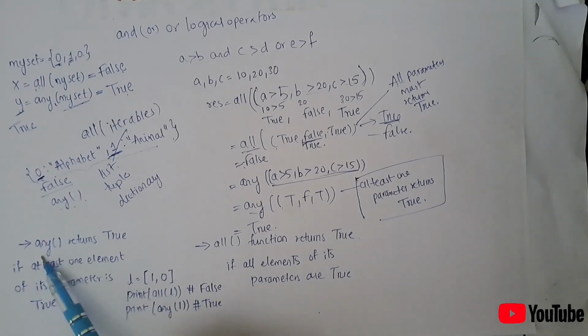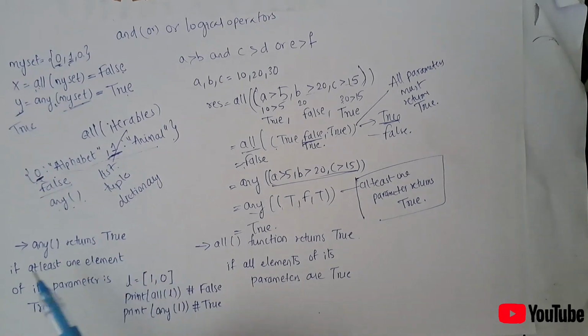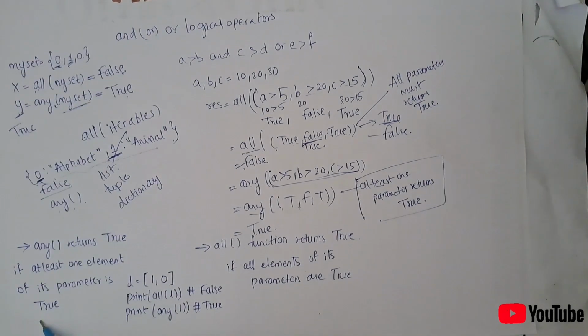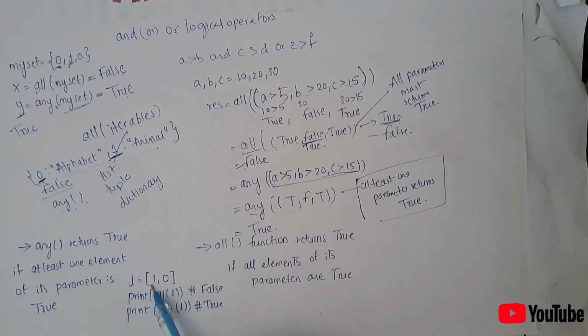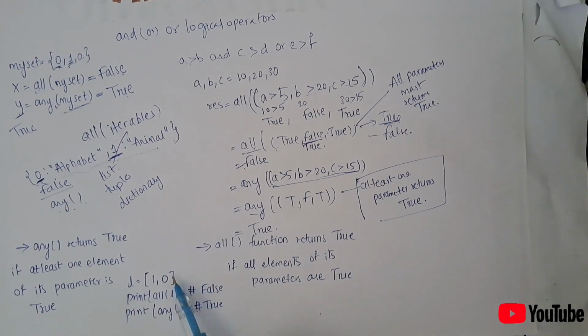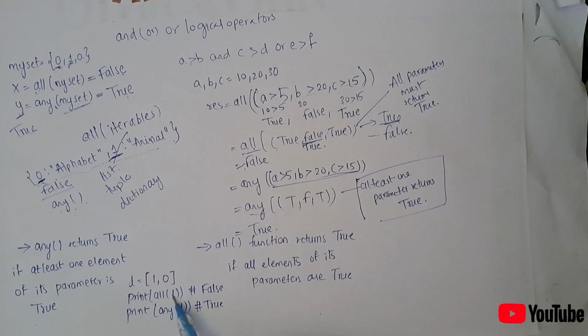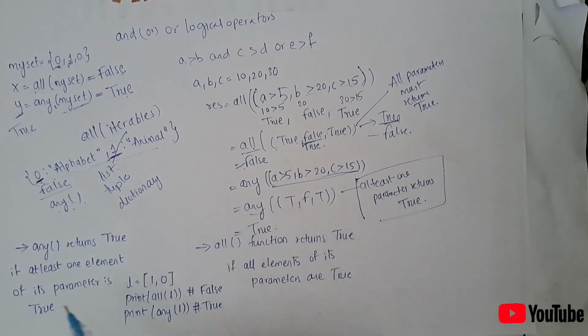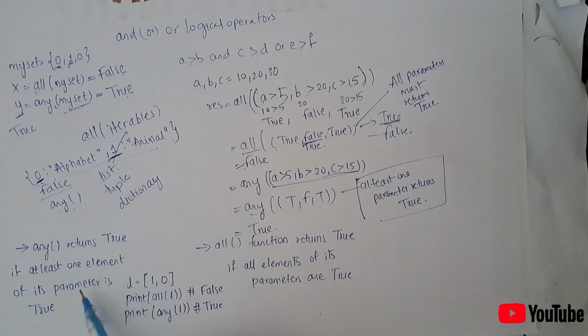Here you can observe the any function will return true if at least one element of its parameter is true. Here you can observe L is equal to 1, 0. This will be considered as a parameter, so the elements will be 1 and 0. So here at least one element of its parameter.